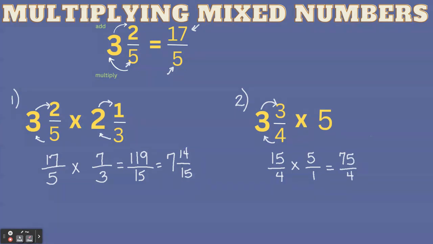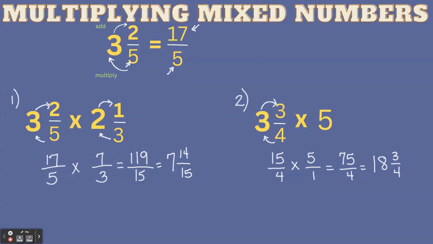Now again, we ask ourselves, how many times does 4 go into 75? And that would be 18, and there are 3 left over. So we have 18 3/4. Now, there are lots of nuances here, but just as a summary, remember, you're going to convert to an improper fraction first. Then you're going to multiply across the top, multiply across the bottom. Once you have your answer, then you're going to convert back to a mixed number.